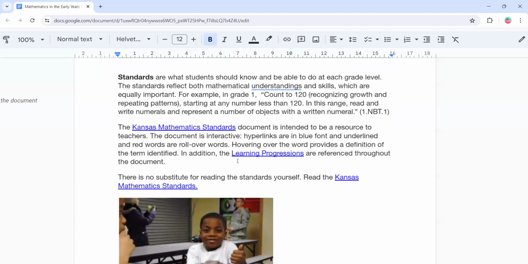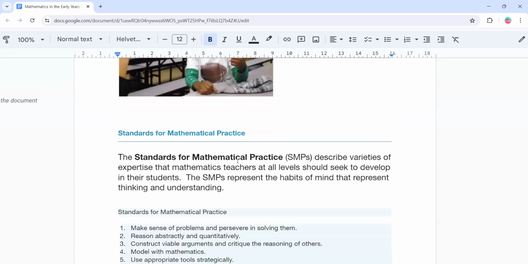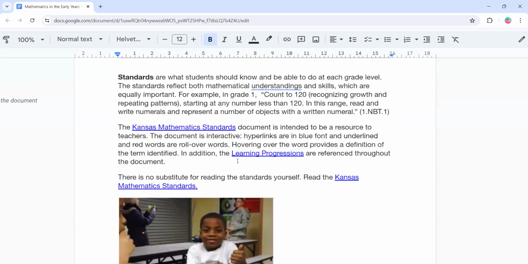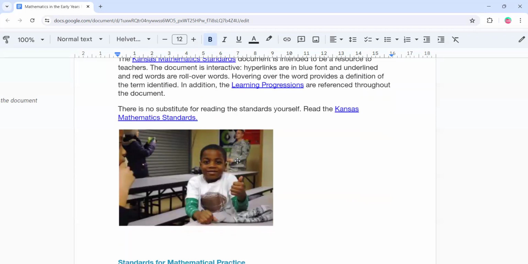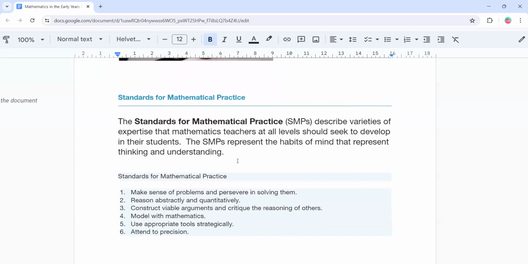Okay, so now we have come to something called learning progressions. We'll discuss learning progressions in detail at the end of the video. Before that, the third standard that we are talking about in this video is standards for mathematical practice. We talked about the Kansas Early Learning Standards and Kansas Mathematics Standards. Now the third one is standards for mathematical practice.